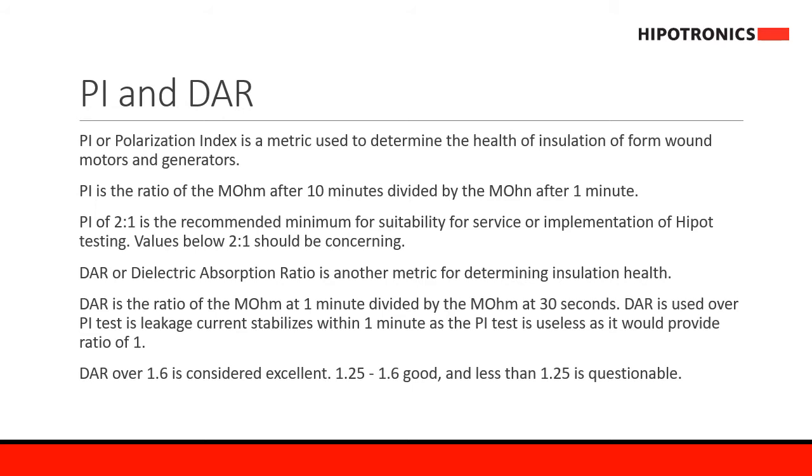Values for DAR and PI used for evaluating the insulation conditions are: anything less than 1.25 DAR value, the insulation condition is questionable. For any DAR that's between 1.25 and 1.6, the insulation condition is considered good. For any DAR value over 1.6, this is an excellent insulation condition.